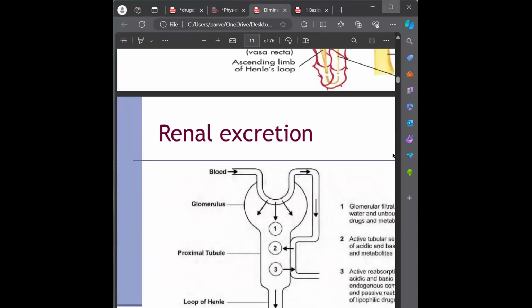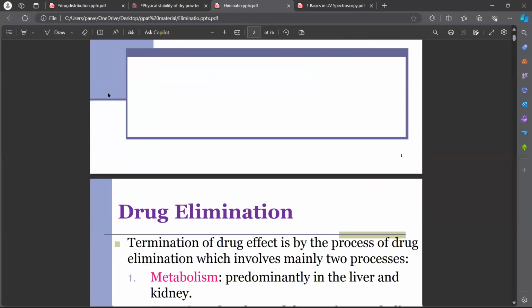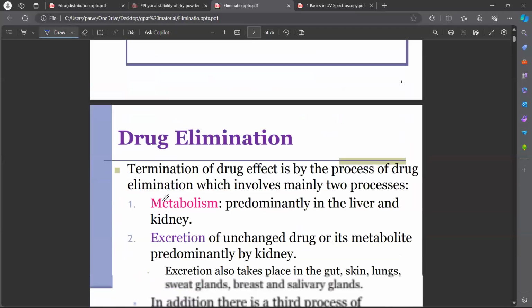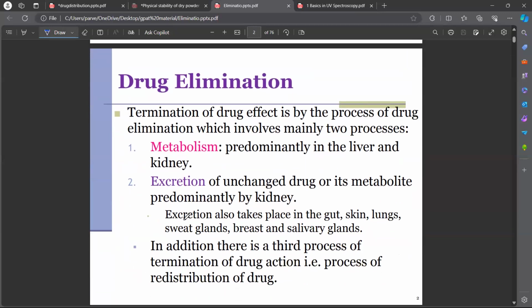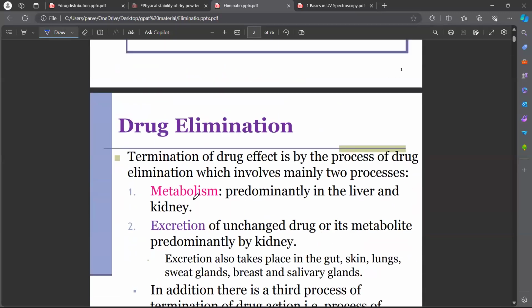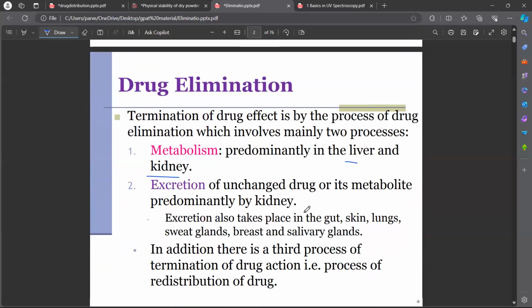Excretion, elimination. As I mentioned, elimination and distribution come under the terminology disposition, and elimination is an irreversible process where the termination of the action of the drug takes place through metabolism. Predominantly it occurs in the liver and the kidney. Mainly it occurs in the liver, and also in the GIT.